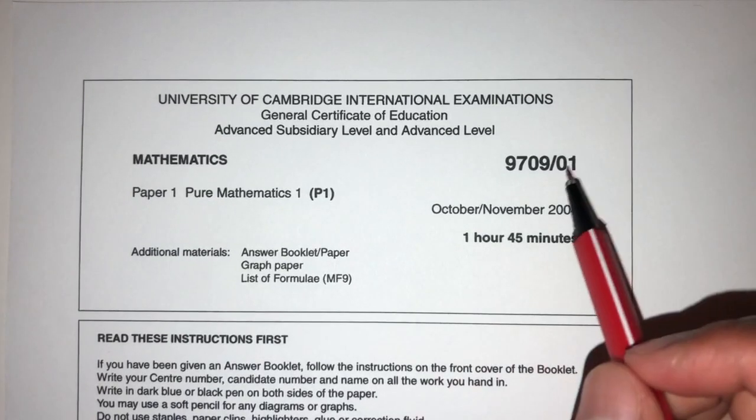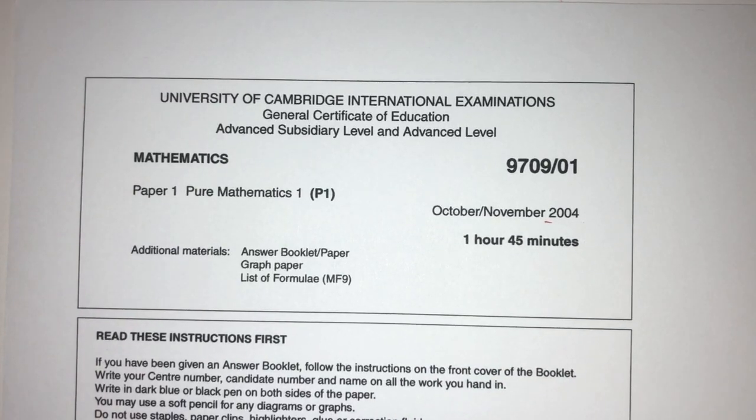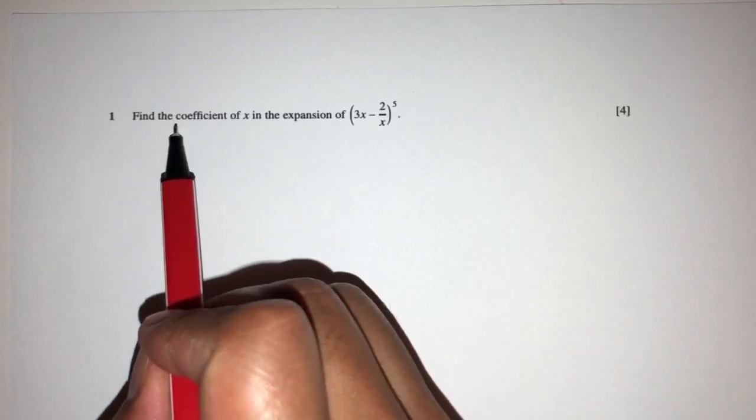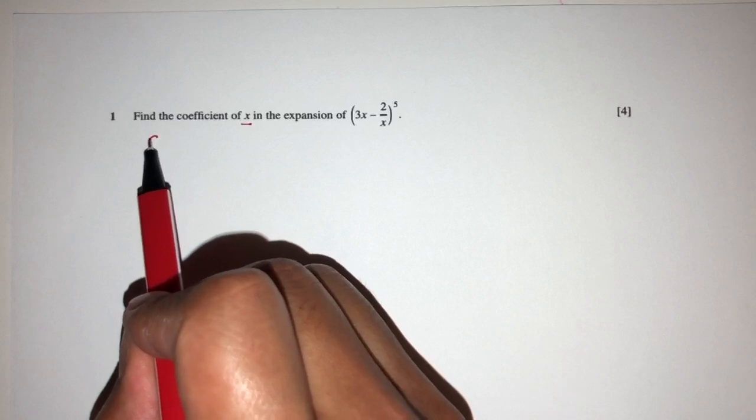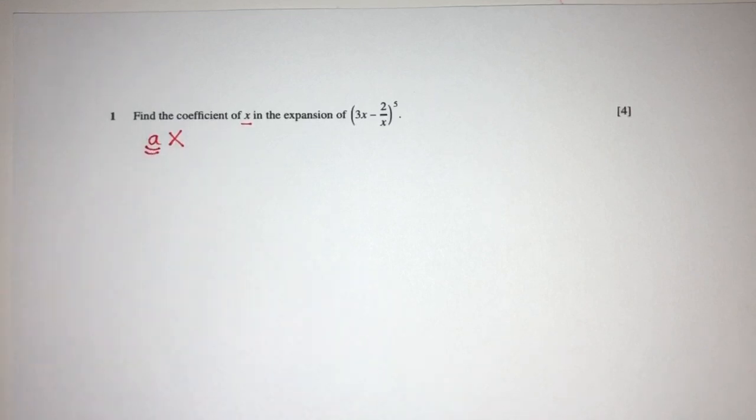This one is paper 1 of November 2004 for A-level math. Now with that being said, obviously let's move on to question number 1. So here we have to find the coefficient of x in this expansion. So now what does it mean? For example, when I have ax, so I need to find the value of a for the term in x.